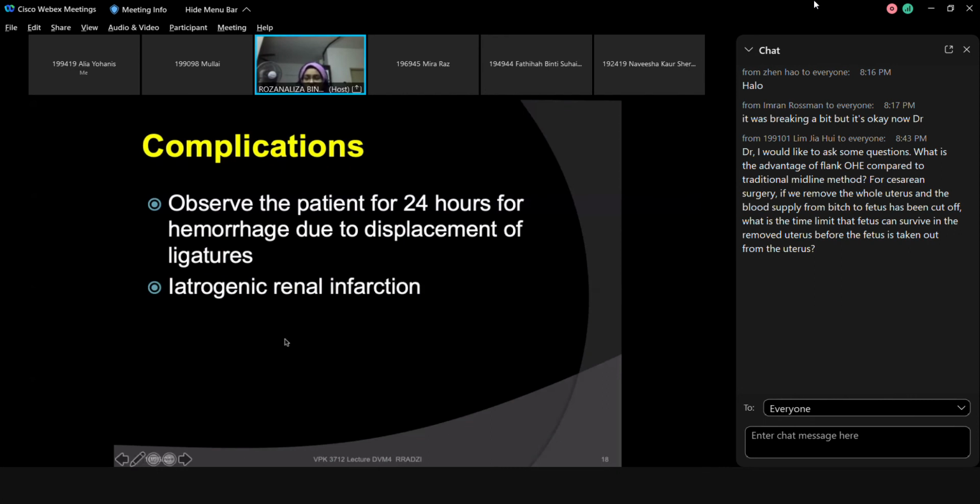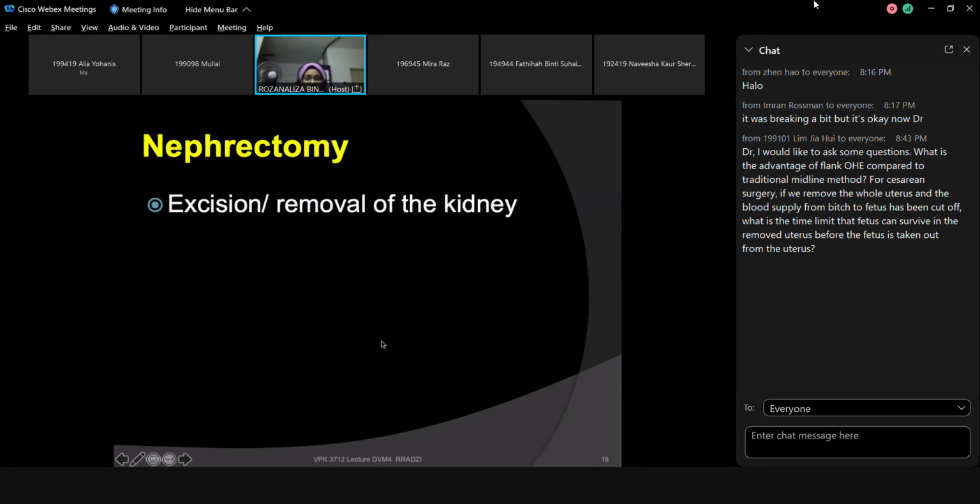Really, the kidney can die by itself. Okay, so iatrogenic renal infarction is possible, please avoid this. Okay, nephrectomy, removal of the kidney.